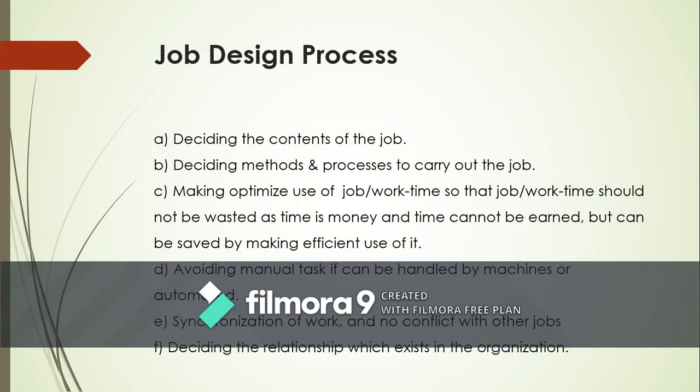actually supported. So here also the relationship between the employees is assessed, right? So these are the steps of the job design process. Deciding the contents of the job, designing methods and processes, optimizing the work, avoiding manual tasks and replacing them with machineries or automation, synchronization of work with other jobs, and also relationship synchronization that exists in the organization. So these are a few steps in the job design process.